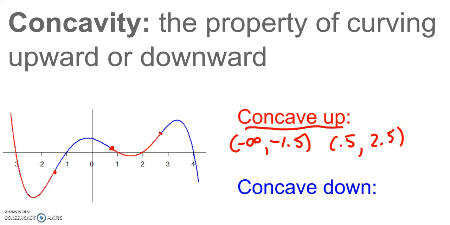And then we have it concavity going down. So again, we have this portion here. So again, I'll say that is from negative 1.5 all the way to 0.5. And then again from 2.5 to positive infinity. So again, we're describing with our intervals the portions where it's opening up and where it's opening down.